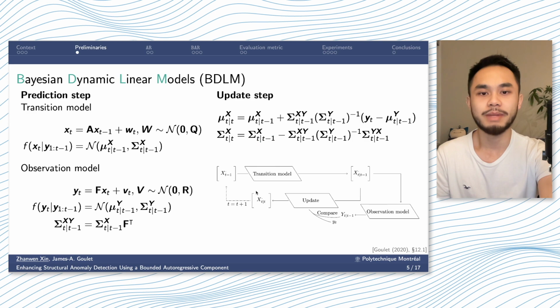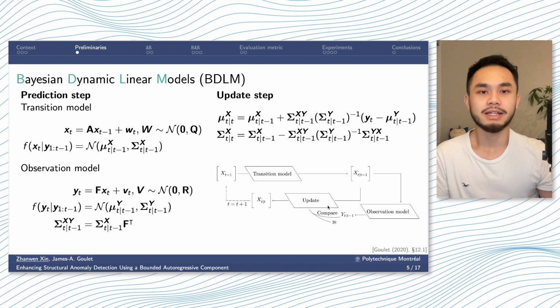And this is the flowchart of BDLM, where we begin from the hidden state at time t-1, and the dot here means the hidden components used in BDLM. We pass it through the transition model, we get the estimates at time t, and we pass the hidden state estimates through the observation model to get the predicted observation and compare it with the true observation so as to do the update step on the hidden state. And then we can pass our hidden state estimates to the next time step and do it in iteration until we finish a time series.